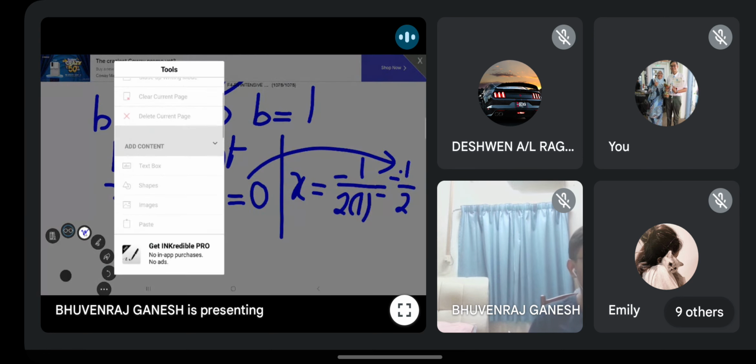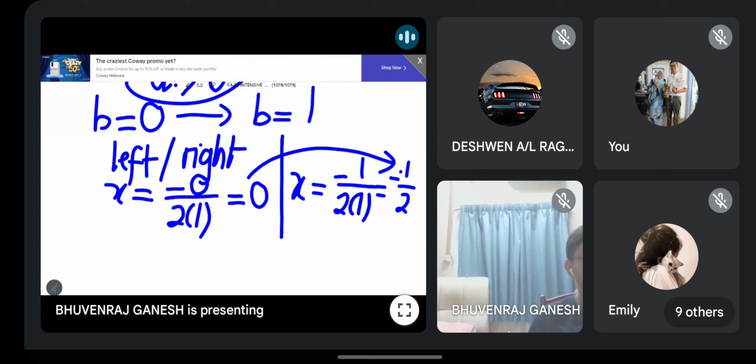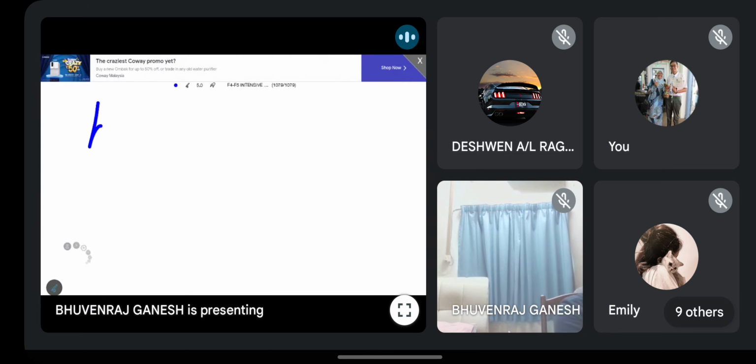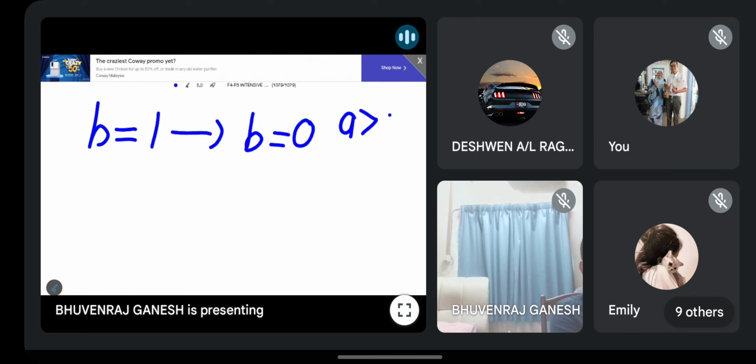Okay, so now let's say now I want to change the situation. Okay, I use new one. So let's say the same situation, b equals 1, I change to b equals 0 for a greater than 0. So can you all tell me, left or right? Kiri atau kanan? Where will the graph shift?